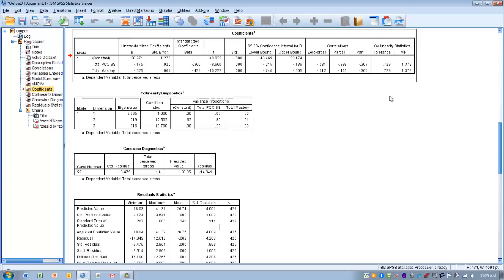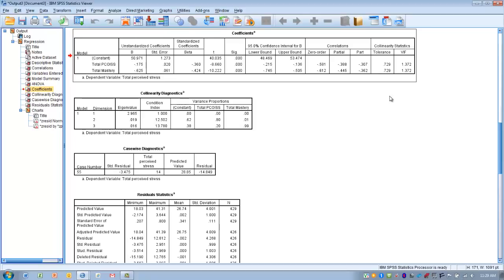Now, if you do have multicollinearity, if these tolerance or VIF statistics were below or above the thresholds that we just talked about, then you're probably going to want to consider, again, removing one of these predictor variables or perhaps finding a different predictor variable.